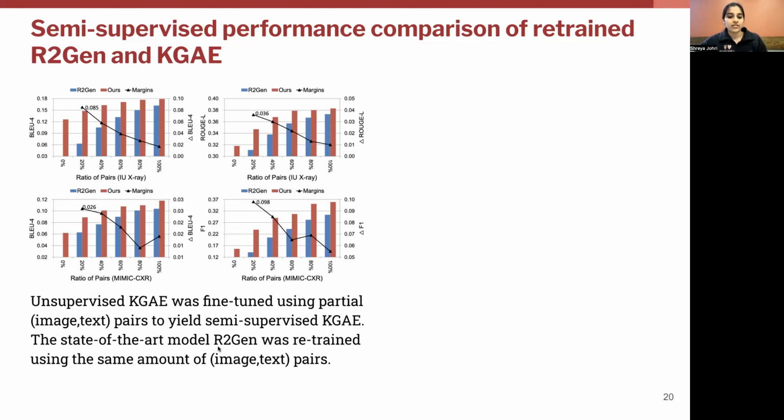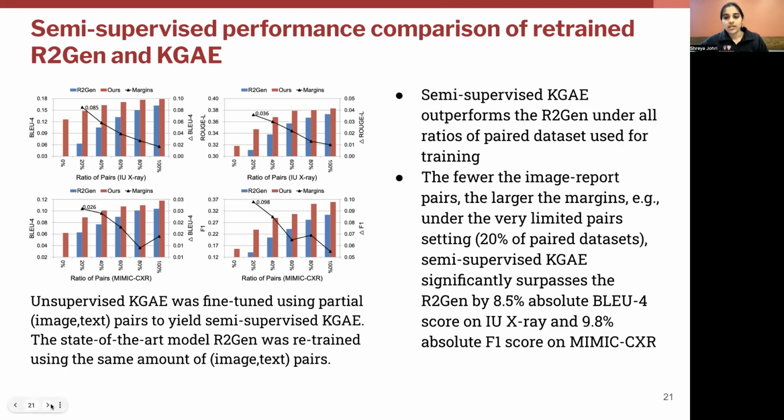So they retrain the R2Gen, which they are comparing to in this case, with the same amount of image-text pairs. What is observed is that the semi-supervised model, the red bars corresponding to the KGAE, is performing better than the blue bars, which is the other model, in all the cases, no matter how much training data, how much supervision you added. And it's interesting to know that if you had fewer pairs, the difference was more stark between the performance of these two models.